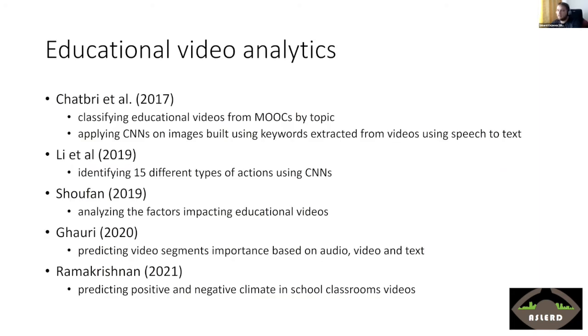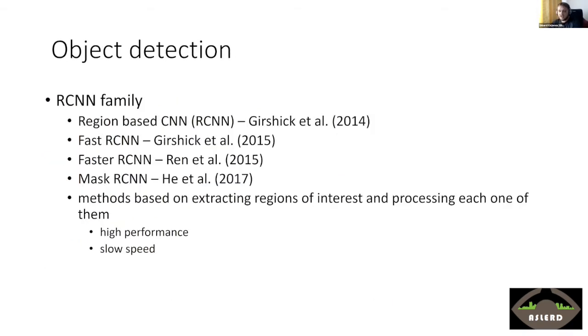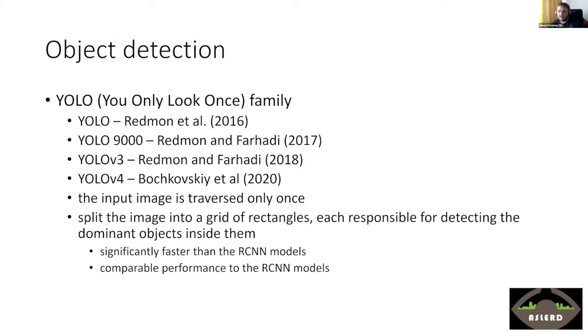As related work, we have a few papers that focused on video analytics in recent years. Two of them, in the last 2 years, were predicting video segments based on audio, video, and text. Another one was predicting the climate of a school classroom, whether it was positive or negative. For object detection, as we know, very popular is the RCNN family with Faster and Mask RCNN, which are high performance, but tend to be slower than the other very popular family, YOLO, which is generally faster. Last year, we used YOLO V3, and we know that YOLO V4 is now much better than YOLO V3, but we used YOLO V3 this year as well to have the same standard in comparison to last year.